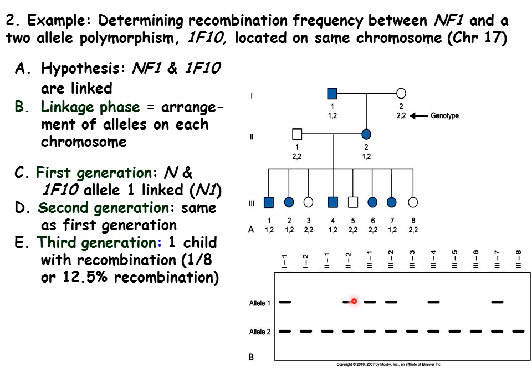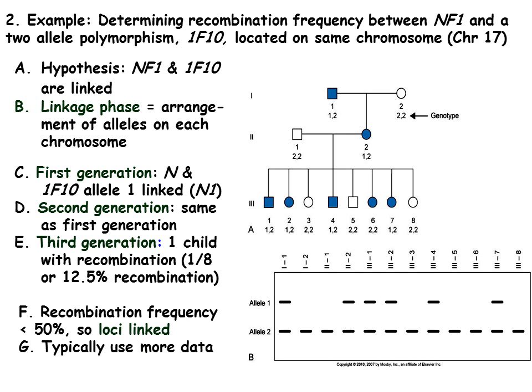And what we're looking at here is just what would be a gel. And if we take a look at number 6, of course, we're going to see that it has both 2 alleles, and yet it also has the NF1 gene, so a recombination had to have occurred. Now, since the recombination frequency is less than 50%, we say that the loci are linked. However, we would really like to have more data than this. And of course, having 8 kids is pretty good for a human family.